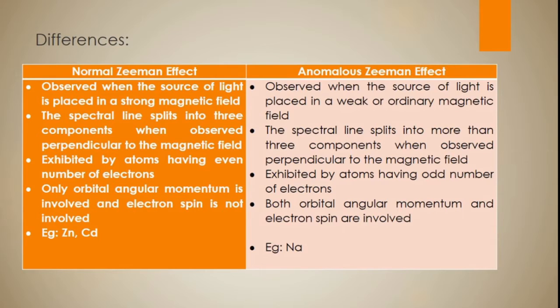Normal Zeeman effect is usually exhibited by atoms having an even number of electrons, and anomalous Zeeman effect is exhibited by atoms having an odd number of electrons. Only orbital angular momentum is involved in normal Zeeman effect and electron spin is not involved, whereas in anomalous Zeeman effect both orbital angular momentum and spin momentum are involved. I have mentioned a few examples of atoms showing normal and anomalous Zeeman effect here.